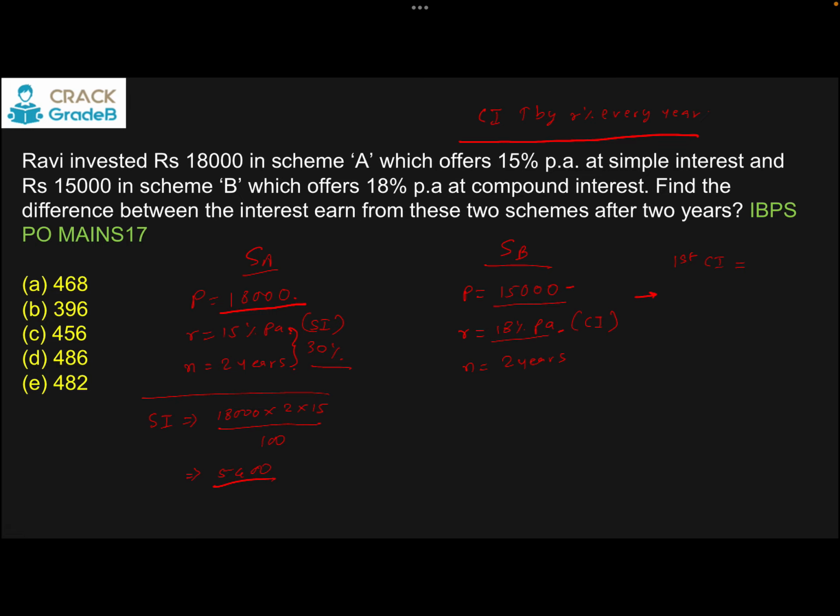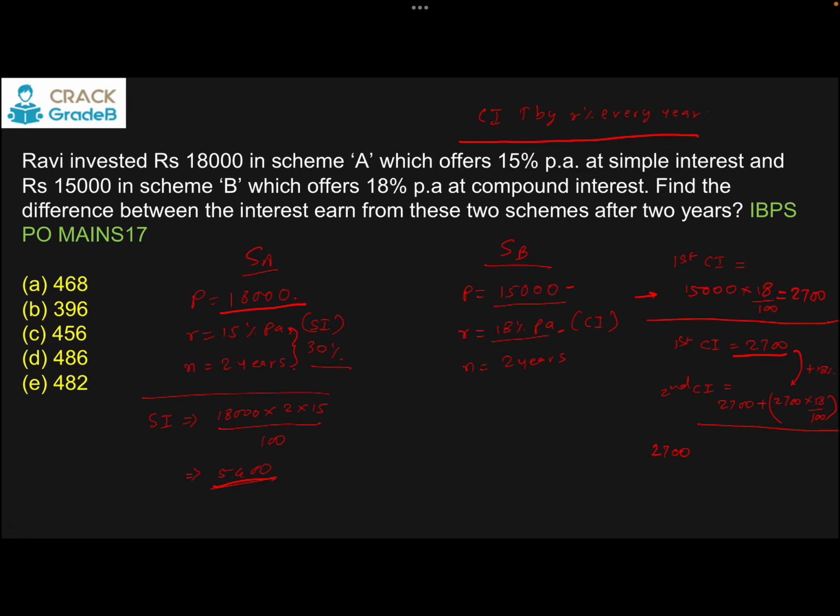So 15,000's 18% if you calculate, that is going to be 2,700. So first year compound interest is going to be 2,700. For second year compound interest, all you have to do is increase it by R percent, that is 18%. So 2,700 plus 2,700's 18% is going to be the second year compound interest. Now you are asked what is the difference between the total simple interest here and the total compound interest for 2 years here.